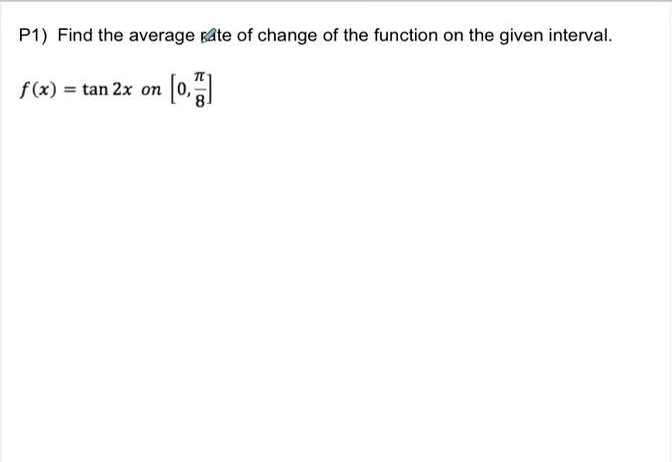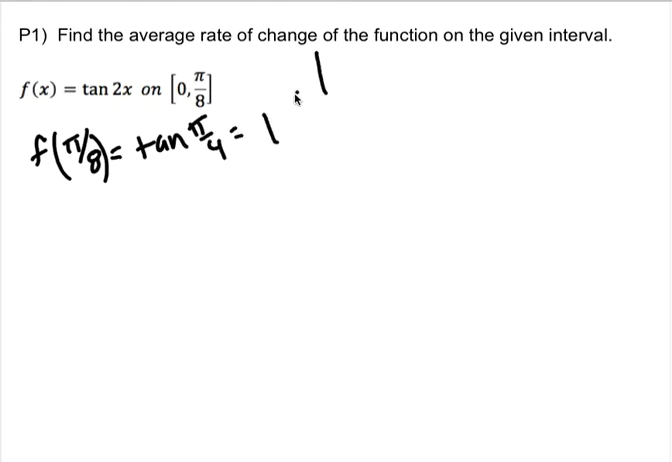For P1, try the same thing. You're going to find the average rate of change of this function on this interval. So again, you're going to need to find the two f values, and it doesn't really matter what order you find them in. Just like when you find slope, it doesn't actually matter which y value is y1 and which one's y2. So this is going to give me the tangent of 2 pi over 8, which is the same as pi over 4. Because we know our unit circle, hopefully we know that's 1.